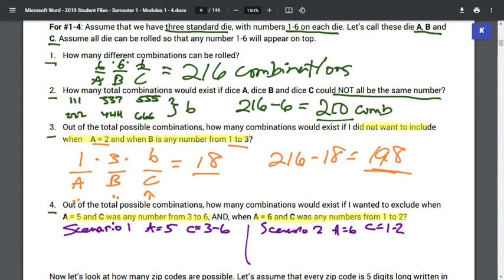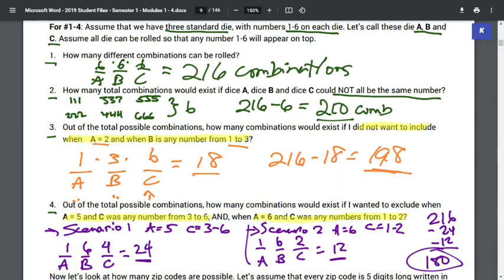So I need to figure out how many fit scenario 1, how many fit scenario 2, and then subtract that out. So I want you to try this one on your own, so pause the video and do that, and I'll have the answer and talk about it.